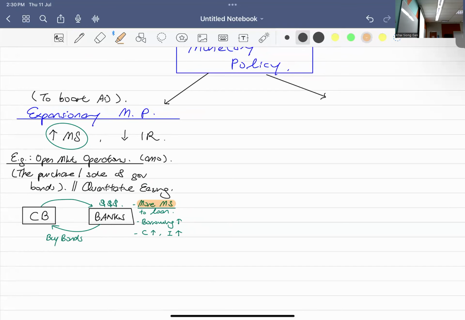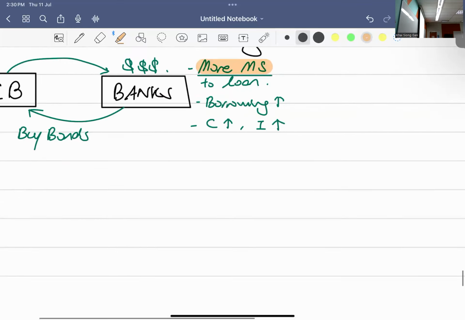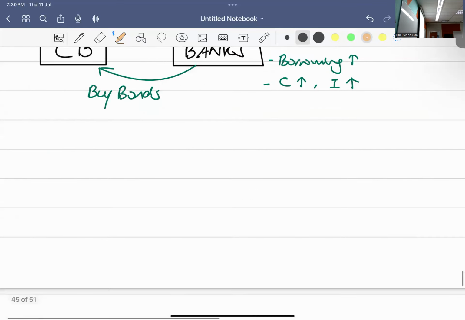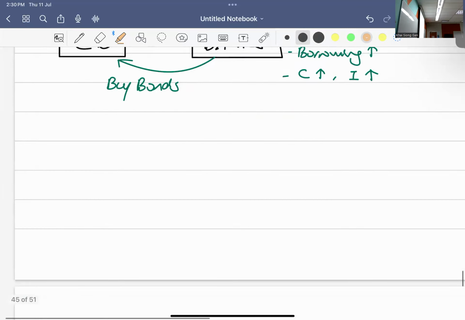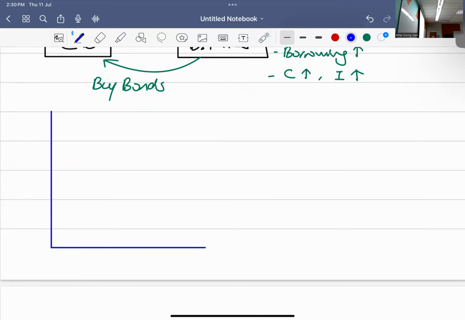So how can we show this in the graph? Let's draw a graph here. We can show this in a simple diagram like this. This is your y-axis, this is your x-axis, this is the origin. This is your interest rate, and this is your quantity of money. Now we know that money supply is always fixed and can only be influenced by the central bank itself. So this is the money supply.